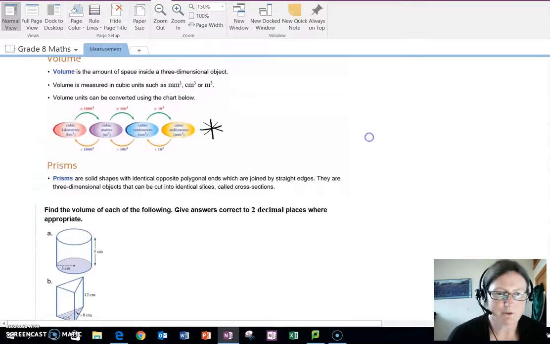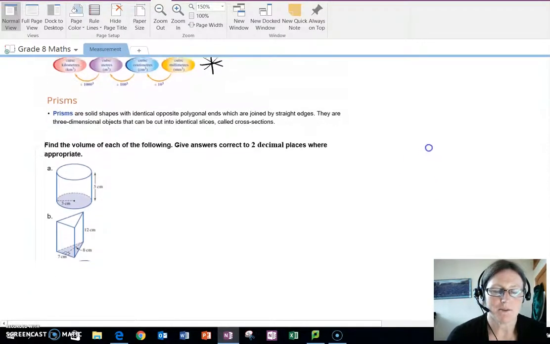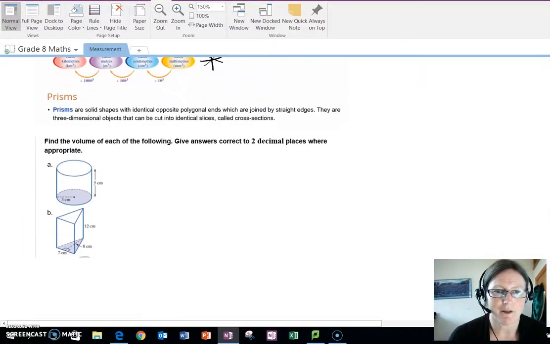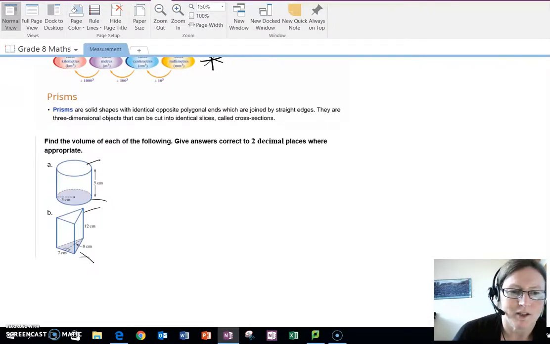We're first of all going to deal with the volume of prisms. Prisms are solid shapes and they have got identical ends joined by straight edges. So in these two shapes here, you can see that the bottom and the top are identical. They're both circles and they're joined by straight edges. In this example, the bottom and the top are identical triangles joined by straight edges. So let's find the volume of these shapes.